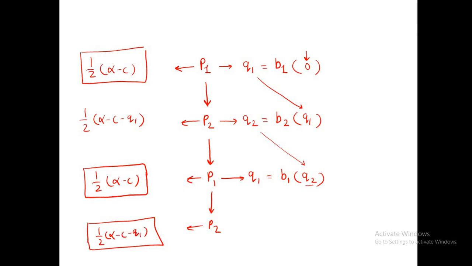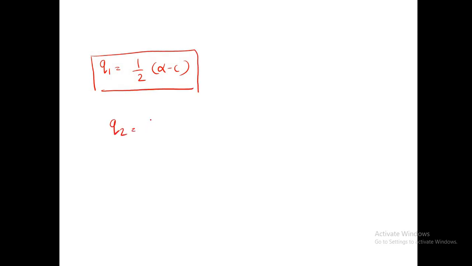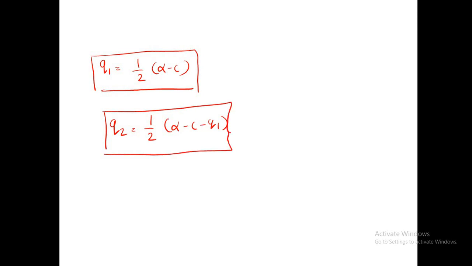And you can see here both the firms are not changing their decisions, right? If both the firms are not changing their decisions, it means this is an equilibrium condition. And what is the equilibrium here? Firm 1 will produce Q1, which is equal to half of alpha minus C, and firm 2 will produce half of alpha minus C minus Q1. So this is the equilibrium of this Stackelberg model of duopoly.